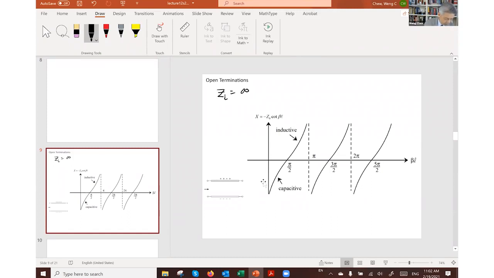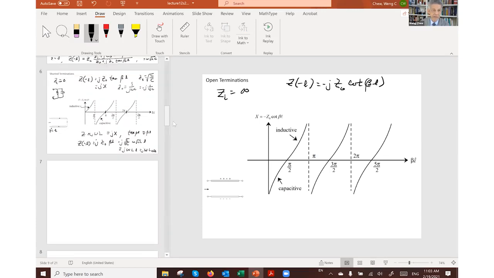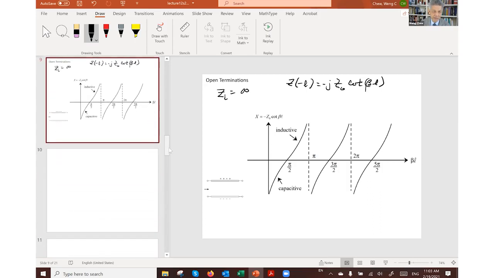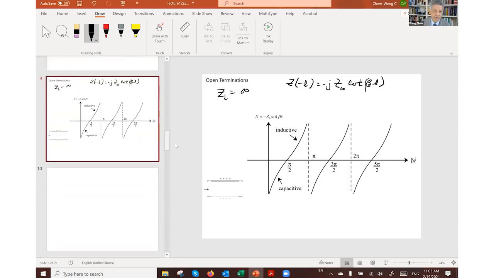you have an impedance that looks like, let me see what I have now, Z of minus L equals minus j Z naught cotangent of beta L. Cotangent, because I have a tangent in the denominator. If I go back and look at this formula again, I have a tangent in the denominator that, when I invert it, becomes a cotangent. So you will get this formula.